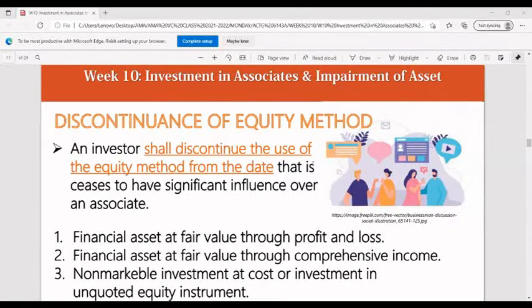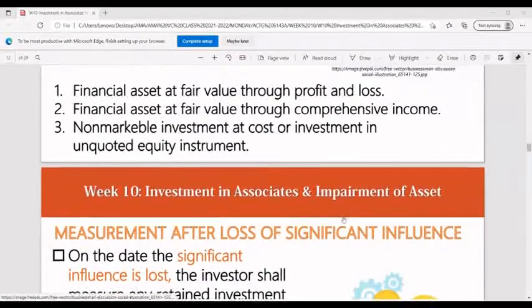So financial asset at fair value through profit and loss, financial assets at fair value through comprehensive income, and marketable investment at cost or investment in unquoted equity instrument.